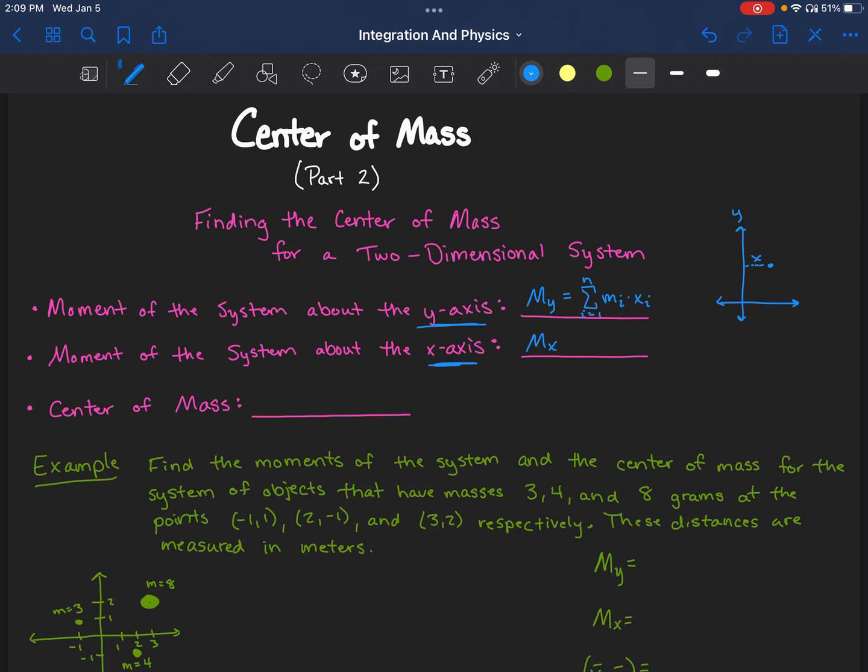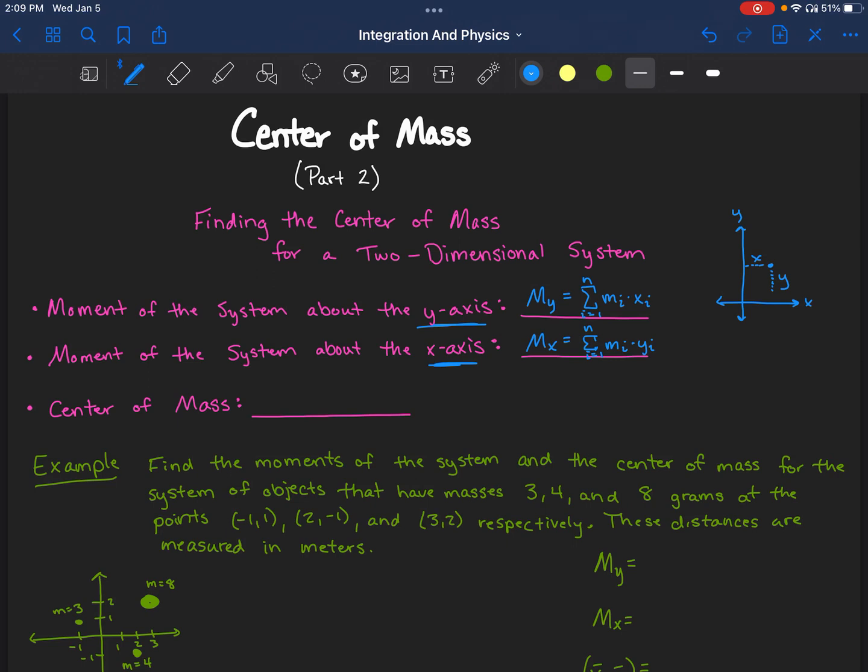So the question is how does this change if I look at the moment of the system for the x-axis? Well, I'm going to look at the distance from the x-axis, which gives me the y-coordinate. So that means I'm going to use the summation, same kind of idea. I'm going to add up all of my individual pieces, but I'm going to take the mass times the y value. So again, it switches. If you're finding the moment about the y-axis, you're going to use x values. If you're finding the moment of the system about the x-axis, you're going to use y values.